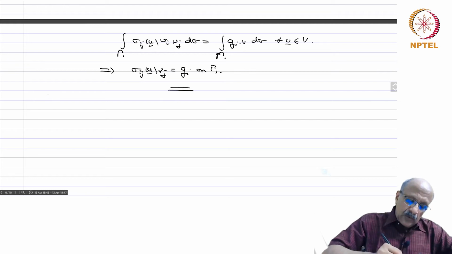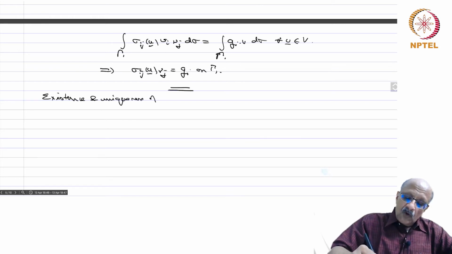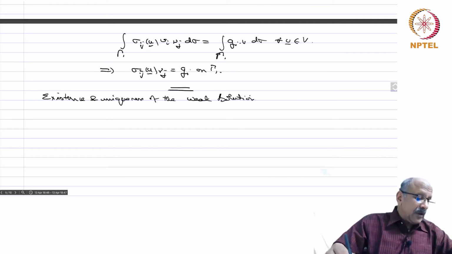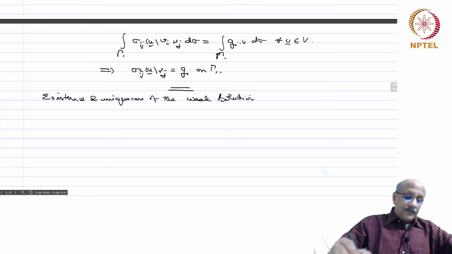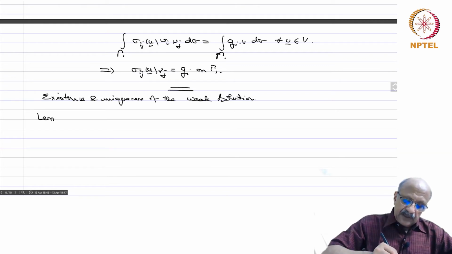Okay, so now we want to study the existence and uniqueness of the weak solution. So we want to apply the Lax-Milgram lemma. So we have to show that it is elliptic. So we now proceed to do that, and for that we first need a preliminary lemma.